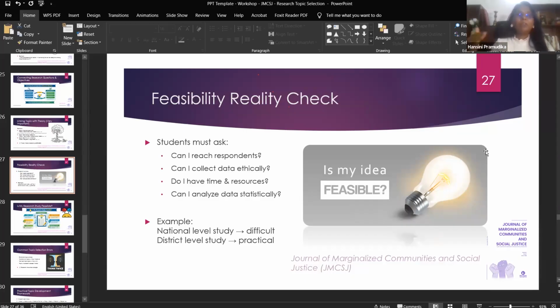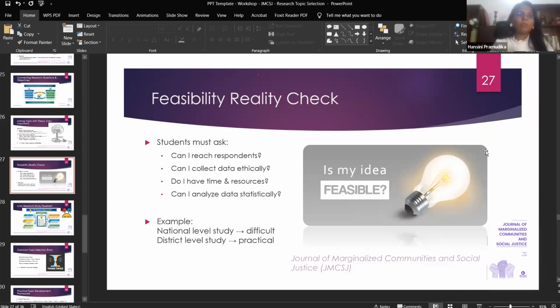Let's say you have only 6 months, right? And you are going to do a longitudinal research. Longitudinal research in the sense you are going to analyze the data throughout years, right? So if you are going to conduct the research within a couple of months, so it is not possible, right?